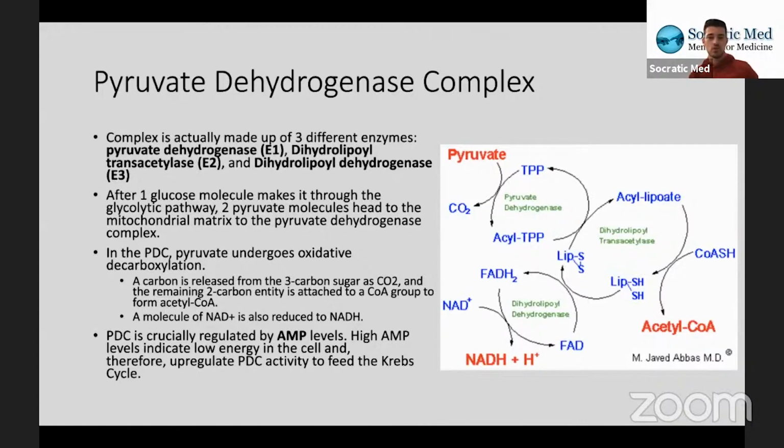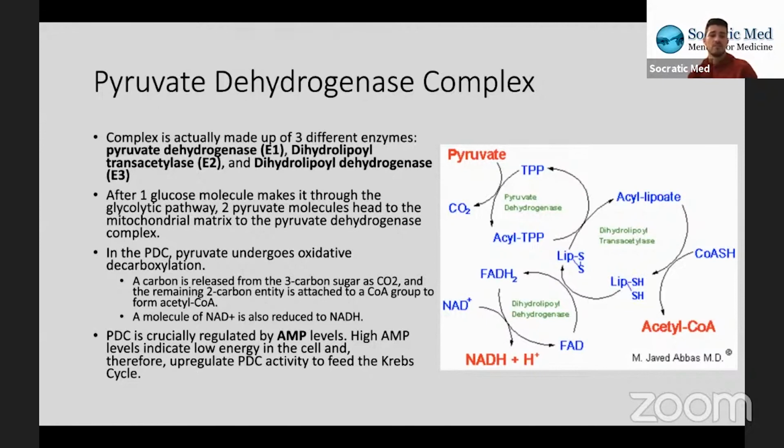I didn't really get too in depth with it. You don't really have to know the specific names. E1, E2, and E3 are really sufficient. So after one glucose molecule makes it through the glycolytic pathway, 2 pyruvate molecules head to the mitochondrial matrix to the pyruvate dehydrogenase complex. So like we were talking about before, they translocate. They're at a different location than in the cytoplasm where we held glycolysis. So they go over to the mitochondrial matrix, and that's where this complex is.